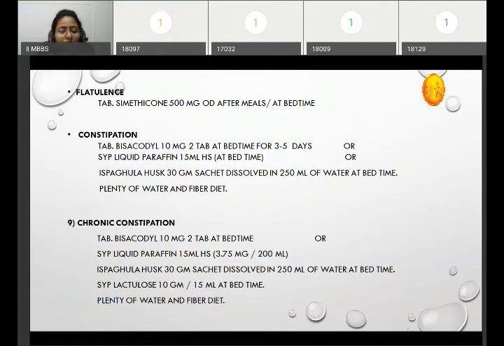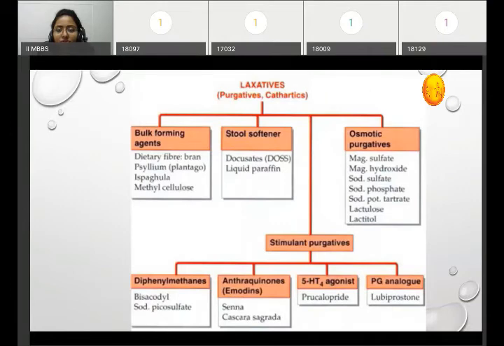So in chronic constipation cases, you can give bisacodyl along with liquid paraffin, or you can give bulk forming agents or these osmotic purgatives. Okay. Simple acute constipation, you can treat with just these stimulant purgatives or bulk forming agents. But for chronic constipation, you can add osmotic purgatives also. Then this was the classification of laxatives and purgatives: stimulant purgatives, bulk forming agents, osmotic purgatives, etc.